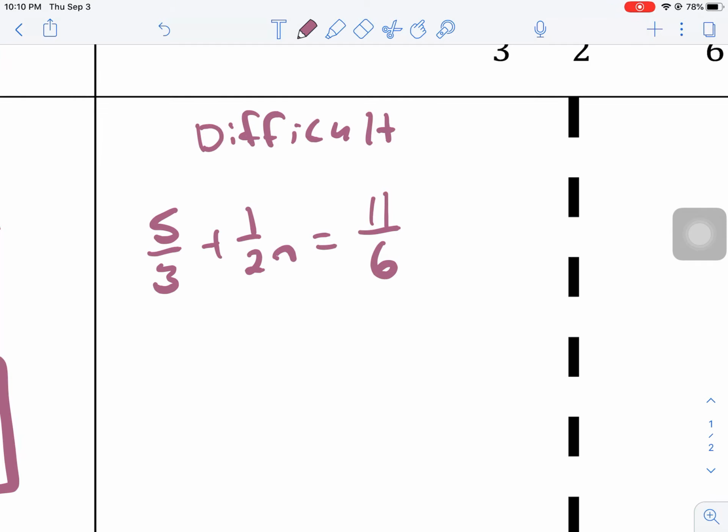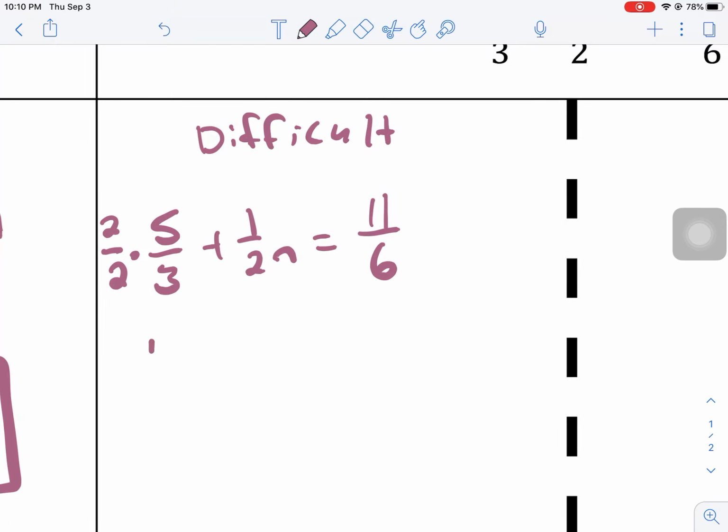So, in order to do that, we'd have to get 6's on the bottom of all of these, because 6 is the biggest denominator here. So we're going to have to take this first term and multiply it by 2 over 2. The reason we're allowed to multiply by 2 over 2 is because 2 divided by 2 is just 1, so we're not changing that number at all. That would give us 10 over 6 for the first term.